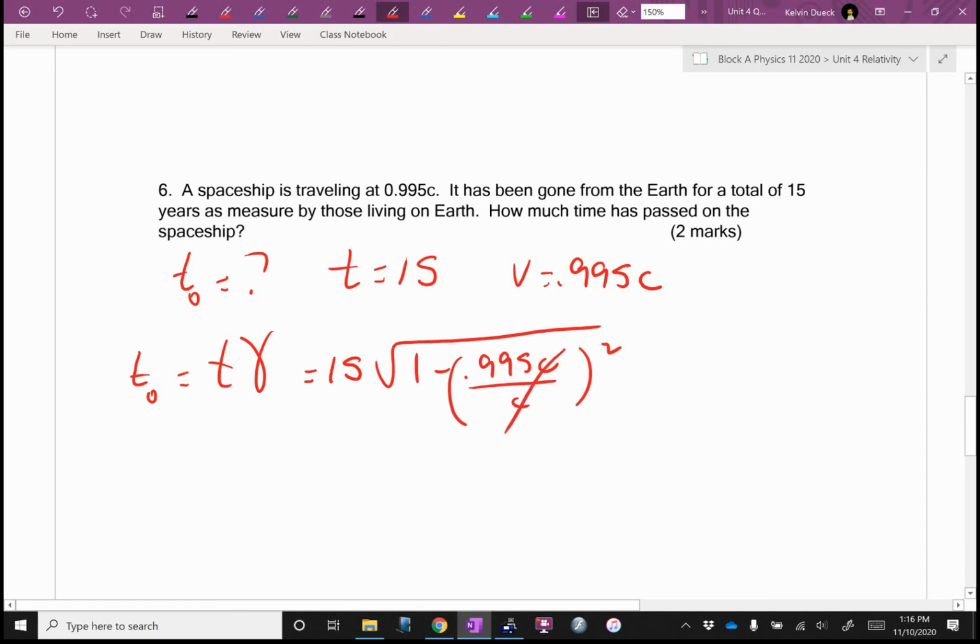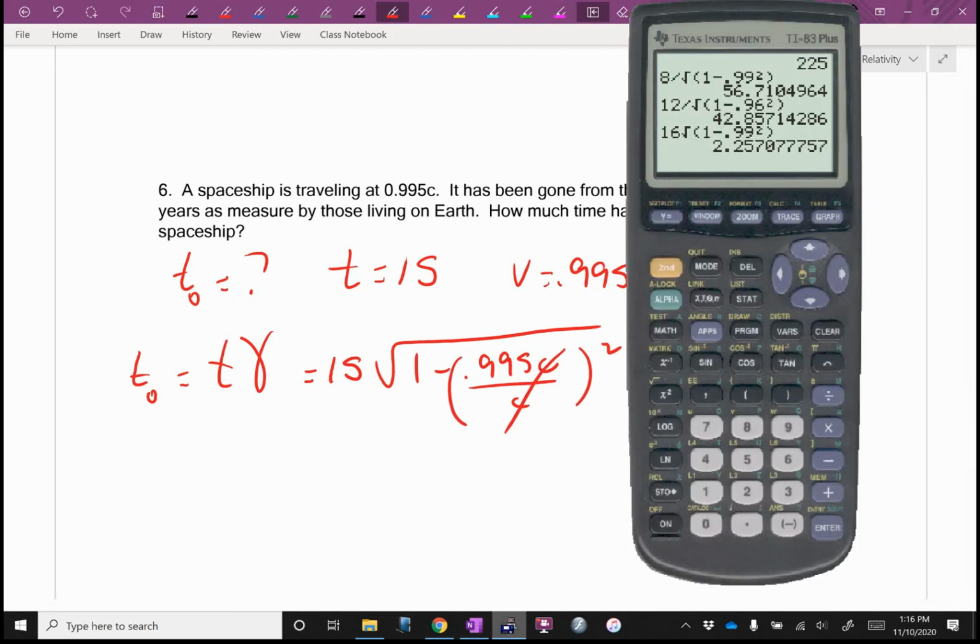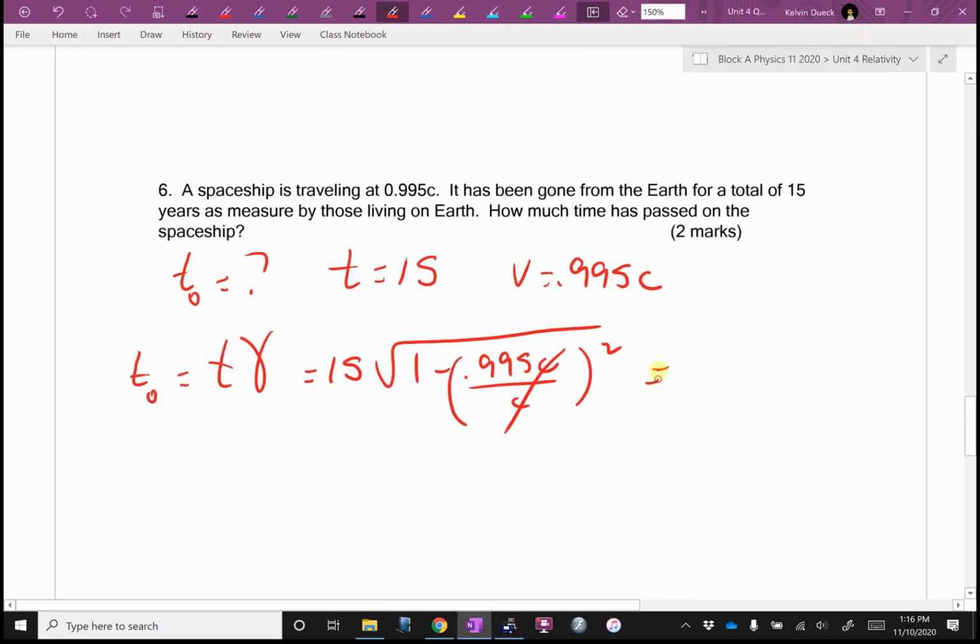Do I see? Yes, I see. You'll get 1.5. It's almost a 10-to-1 ratio, because 1.5 years versus 15 years. If you go at 99.5% of the speed of light, you'll almost age 10 times slower. Tiny bit less, but really close. Again.